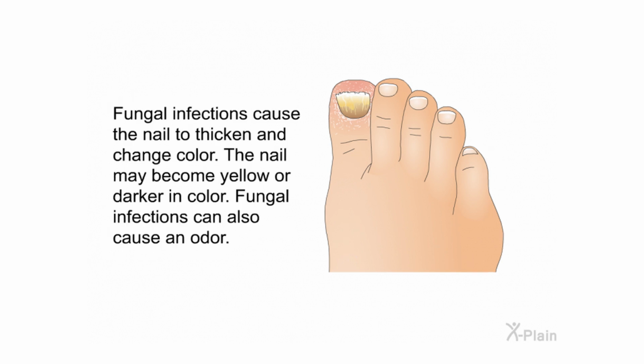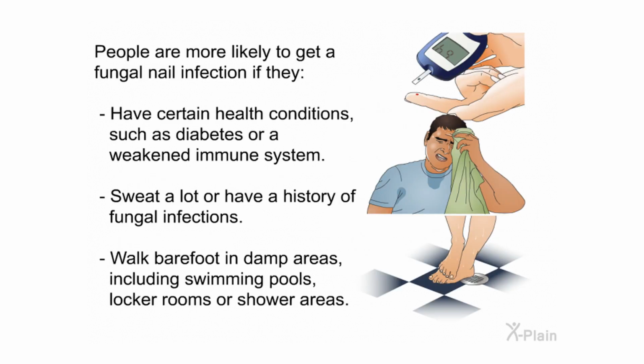Fungal infections cause the nail to thicken and change color. The nail may become yellow or darker in color. Fungal infections can also cause an odor. People are more likely to get a fungal nail infection if they have certain health conditions such as diabetes or a weakened immune system, sweat a lot or have a history of fungal infections, walk barefoot in damp areas including swimming pools, locker rooms, or shower areas.